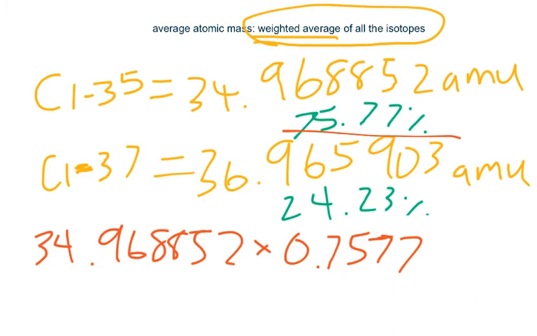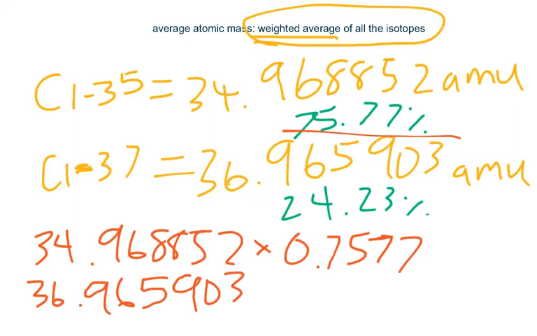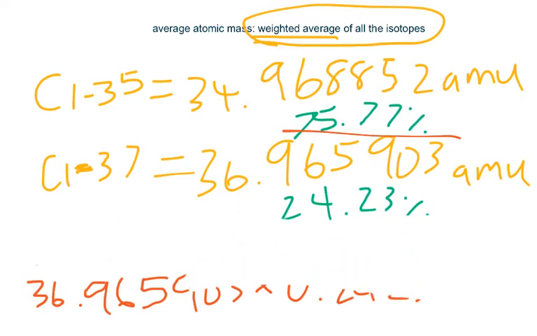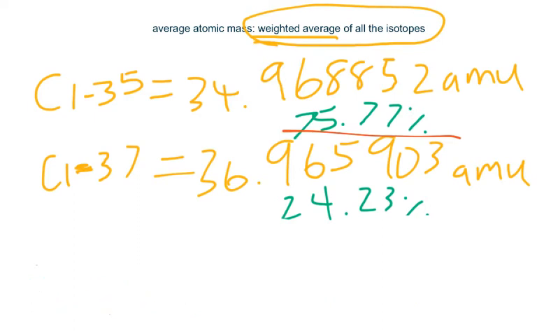So we could do this for the other number too. So it would be 36.965903 times 0.2423, which comes from the percentage turned into a decimal. So let's multiply these, and let me just erase this first and tell you what the results are when I multiply them. So for our first line, when we multiply 34.968852 times 0.7577, we get a number such as 26.4959.